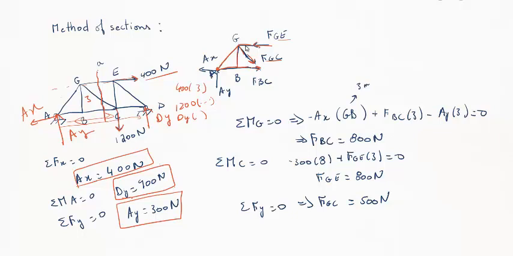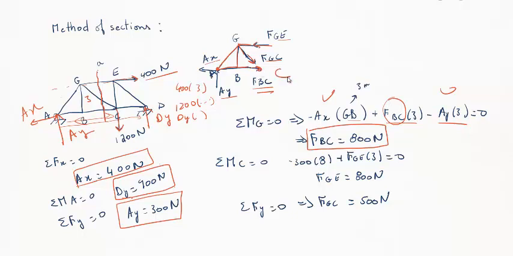They both meet at G, so they don't have any moment about point G. And we already know AX and AY. So if we sum up the moment about point G, we can get FBC. Very simple. So we do AX times 3, FBC times 3, minus AY times 3. We have everything. We have AX, we have AY. We can get FBC.